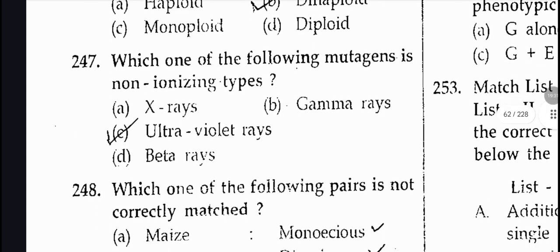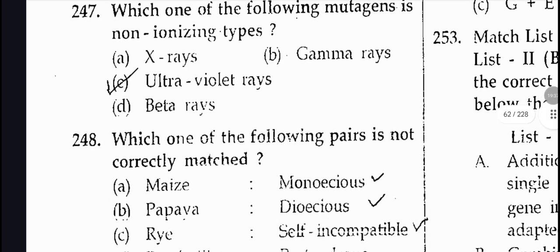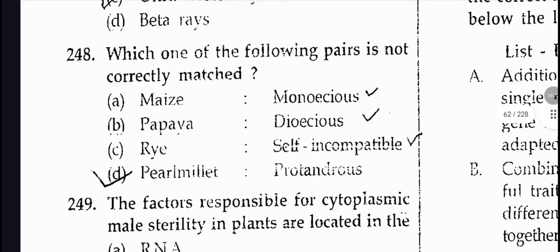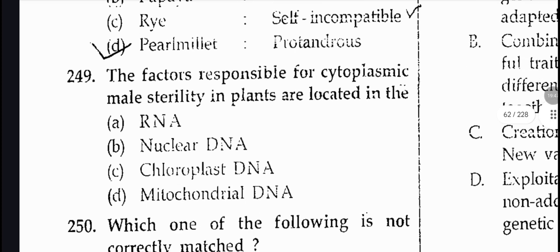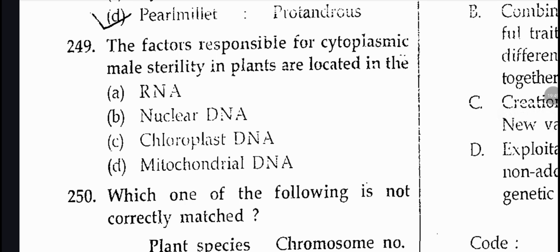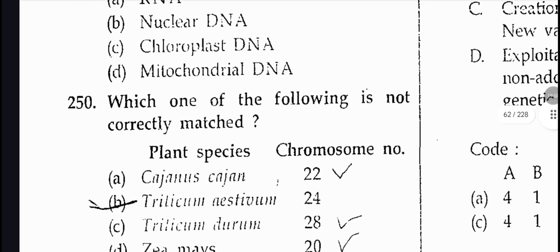Question number 247. Which of the following mutagens is non-ionizing? Absolutely, it's UV rays. Question number 248. Which of the following pairs is not correctly matched? That is option D, pearl millet, protogynous and protandrous. Question number 249. The factors responsible for the cytoplasmic male sterility in the plants are located in option D, mitochondrial DNA.